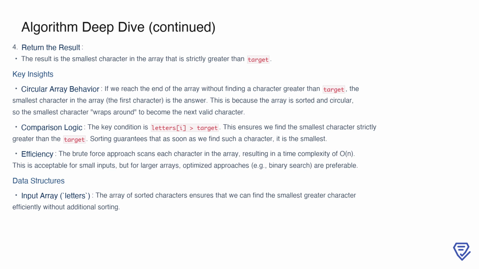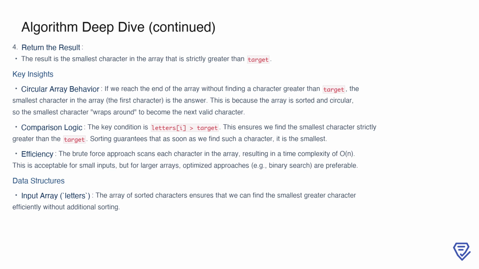Now, let's look at some key insights. The circular array behavior is a critical aspect of this problem. If no character greater than the target is found by the time we've scanned the entire array, the smallest character, which is the first element of the array, becomes the answer. This is guaranteed because the array is sorted and wraps around. The comparison logic, specifically the condition letters[i] > target, ensures that the first valid character greater than the target is returned immediately. Since the array is sorted, this character is guaranteed to be the smallest.